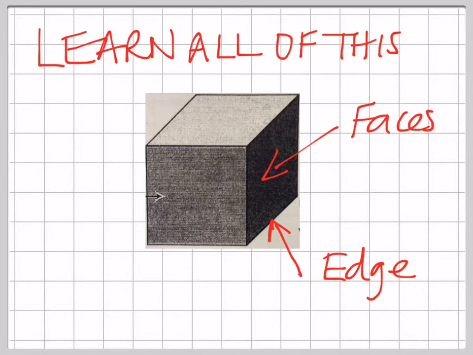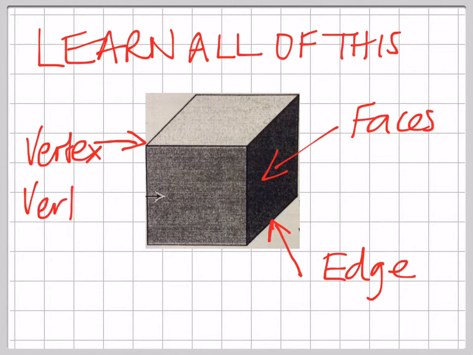The last feature is one of these here. It's called a vertex. Vertex is just a posh mathematical word for a corner. If you have more than one, you call them vertices. You get vertices occurring where three or more faces join. Remember, an edge is two faces joining. Vertex or vertices are where three or more edges join. Makes a point or a corner.